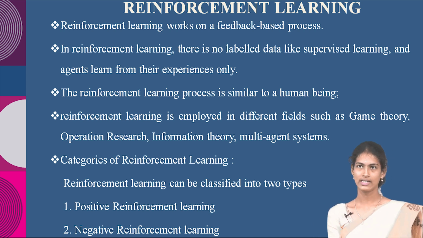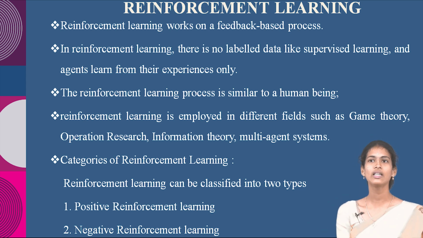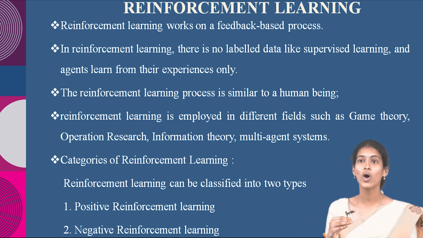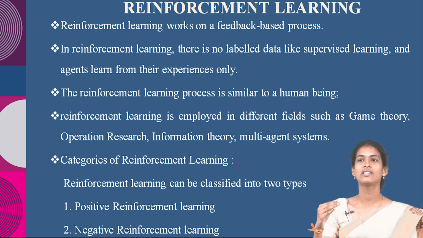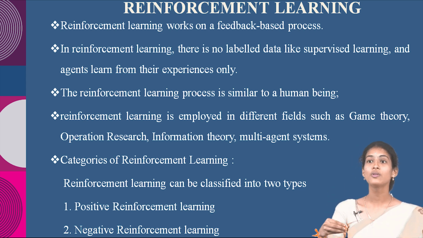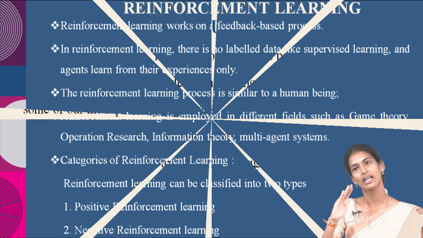Reinforcement learning is employed in different fields such as game theory, operations research, information theory, and multi-agent systems. Categorization of reinforcement learning. There are two types of reinforcement learning: positive reinforcement learning and negative reinforcement learning. The first one, positive reinforcement learning, specifies increasing the tendency that the required behavior would occur again by adding something. It enhances the strength of the behavior of the agent and positively impacts it. The second type, negative reinforcement learning, works exactly opposite to positive reinforcement learning. It increases the tendency that the specific behavior would occur again by avoiding the negative condition.